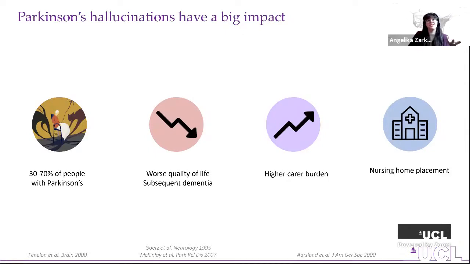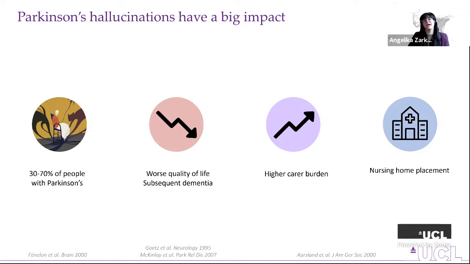And in addition, hallucinations are very common in Parkinson's. Up to 70% of people will experience them. And as well as causing distress and being potentially frightful, they are associated with worse outcomes. So they're associated with worse quality of life, higher carer burden, the development of subsequent dementia, and are the single best predictor for nursing home placement. So hallucinations do matter for people with Parkinson's disease.